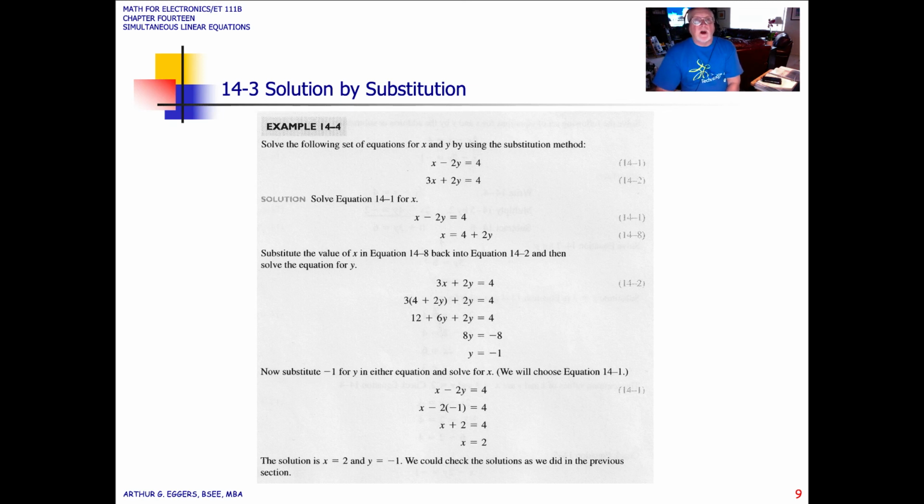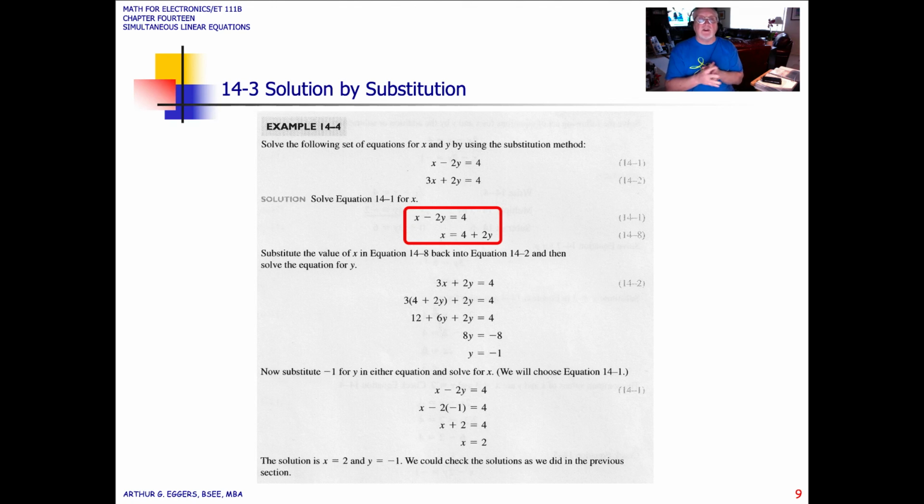Now we're ready to move on from the graphical and the addition and subtraction method to the solution by substitution. So again, we start with our relationships, our two equations, and we want to solve for x and y, but this time we're going to use a substitution method. So in this case, you'll notice that the first thing we did was we're going to take the first equation, x minus 2y equals 4, and we are going to put that equation in terms of x.